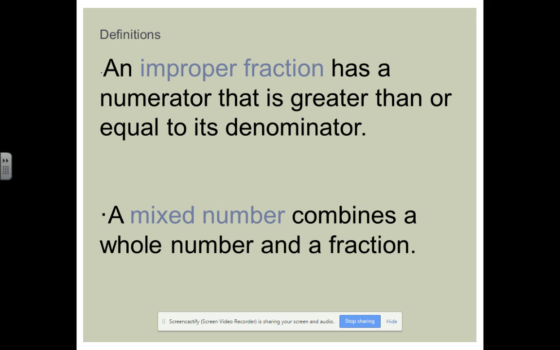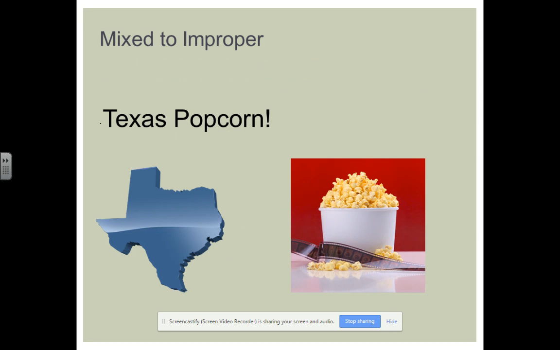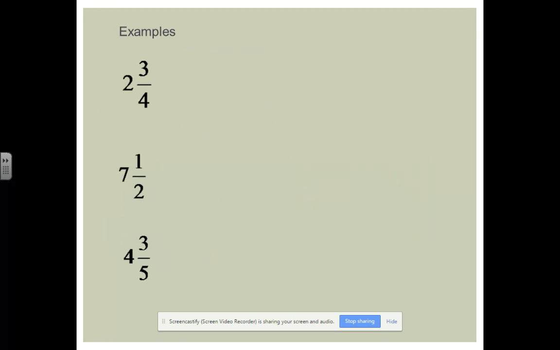Now let's take a look at converting mixed to improper. Our strategy for converting mixed to improper is Texas popcorn. Let's take a look at an example of what that really looks like. First example, we have a mixed fraction 2 3/4. We're going to do our Texas popcorn by starting with a T for Texas, T and X. Our T and X actually stand for a plus sign and a multiplication sign.